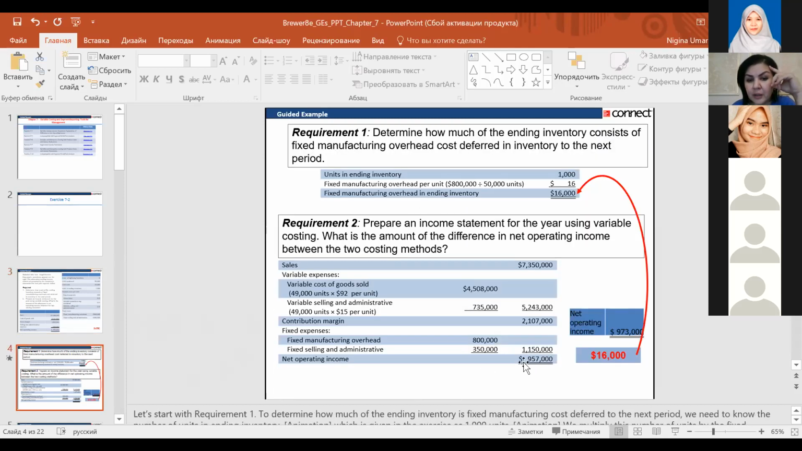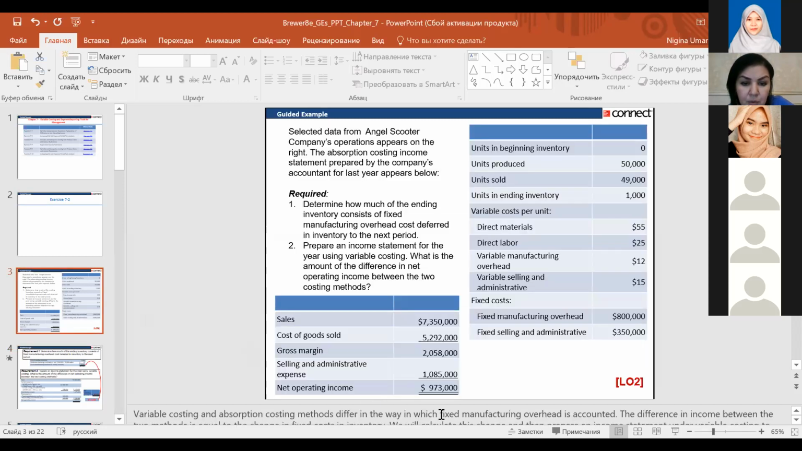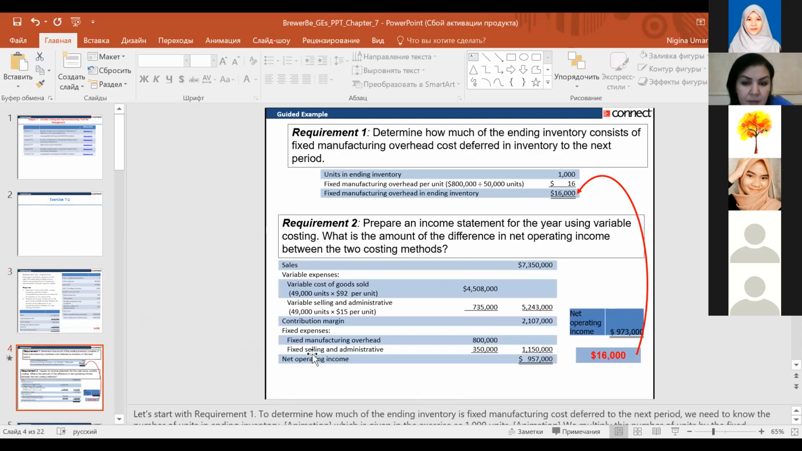Net operating income on the variable costing is 957, and the absorption is 973. Why does this difference exist? Because the inventory has increased. Yes, because of inventory. Because in the inventory, 16,000 of fixed cost stays in ending inventory, right?